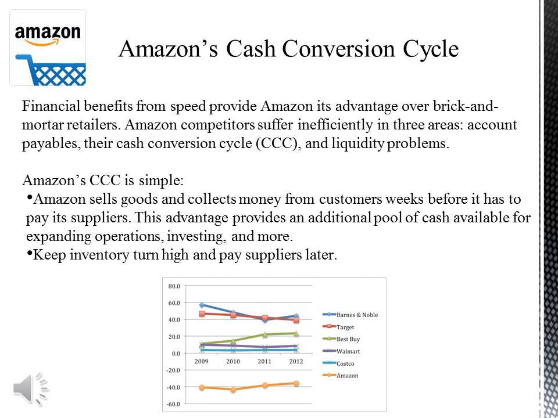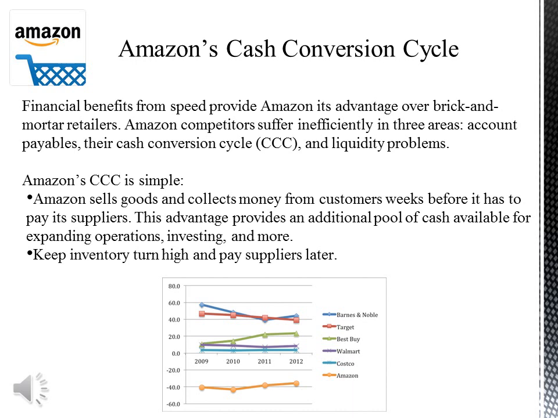Earlier in the presentation, I mentioned Amazon's cash conversion cycle. Let's take a look at that cycle right now. Financial benefits from speed provide Amazon its advantage over brick-and-mortar retailers. Amazon competitors suffer inefficiencies in three areas: accounts payable, their cash conversion cycle, and liquidity problems.